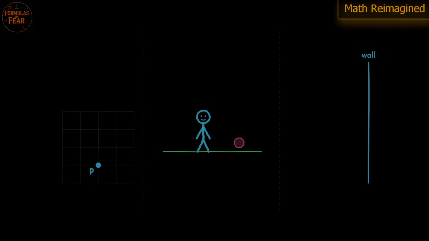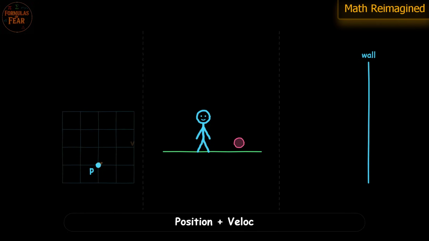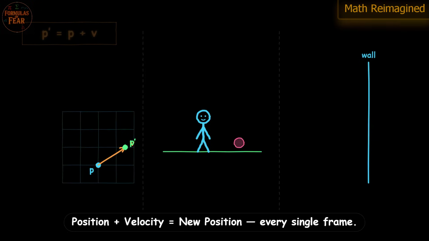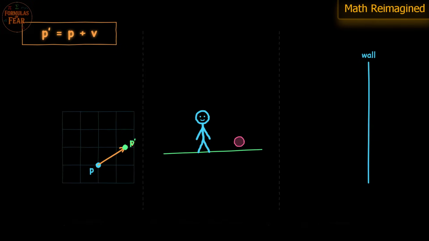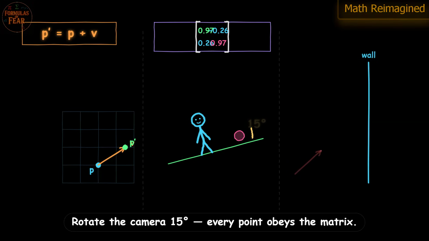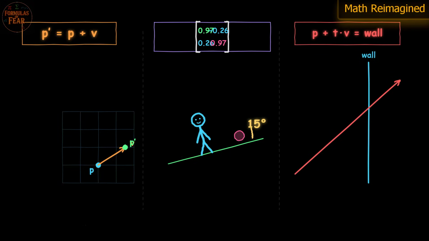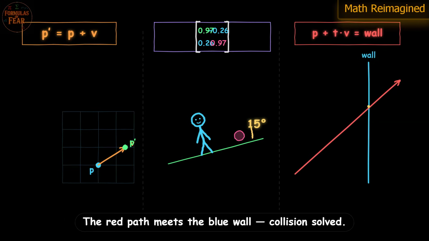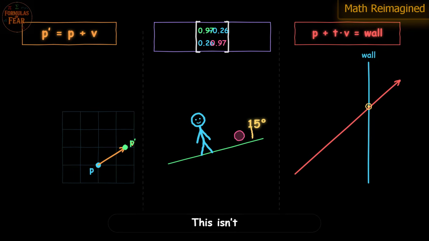Notice what happened. Vectors described the motion. Matrices rotated the camera and changed the perspective. And systems of equations detected the collision. 3 concepts, 1 video, 15 minutes of learning, and you now understand the skeleton of an entire gaming industry. This isn't magic. This is linear algebra.